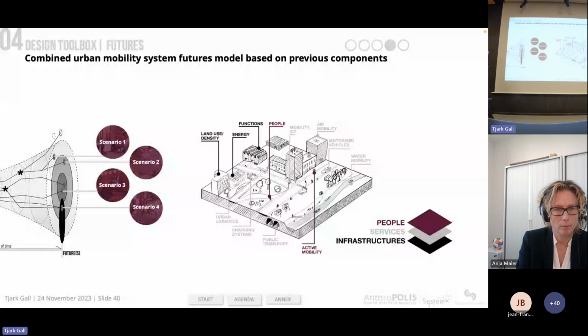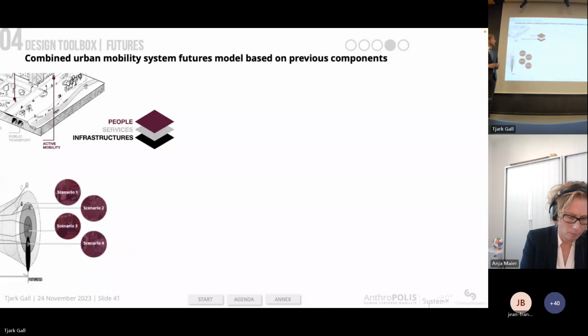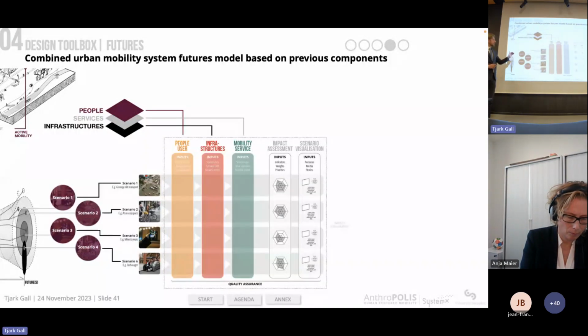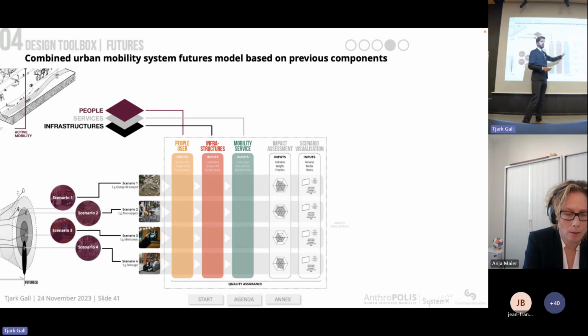Then if we take these two concepts together, the scenarios as part of a way to look at different possibilities of the future, the urban mobility system with its different layers, we put them together in a framework which has on one side the scenarios, here with some examples of archetypical scenarios from the urban mobility sector, and then the three layers of urban mobility systems in the order as I described before. First their people, then their infrastructures, and then their mobility services. And then we can do different things with it, such as, for example, evaluating the impacts of different scenarios.